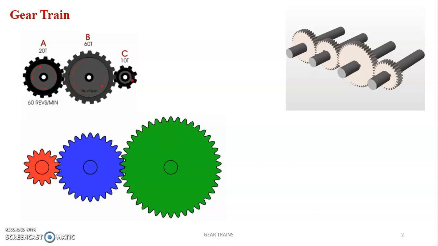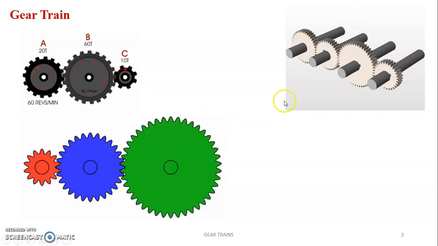Whenever there is a combination of gears arranged to transmit power from one shaft to the other, it is known as a gear train. Even in this example you can see there is gear A, gear B and gear C. The power is being transmitted from gear A to gear B, so A becomes the driver and C becomes the follower.